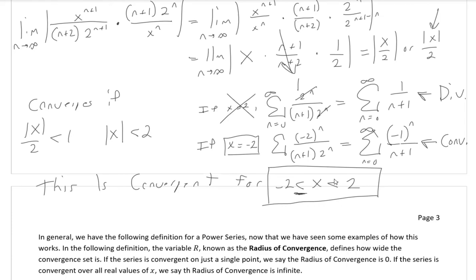Alright, so we've shown 3 different examples that have resulted in 3 different convergence sets. Either all values, a single value, or an interval of values. Those are the three different possibilities that you're going to get from this.